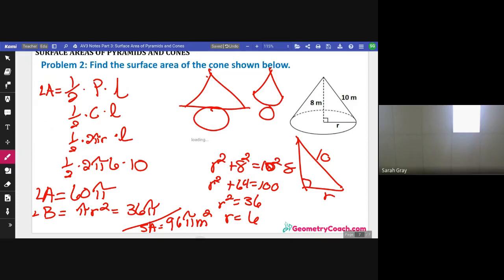Okay, so you now have the ability to do pages 5 and 6. They're all on pyramids and cones and just surface area. So that's what we're going to work on for the rest of the time.